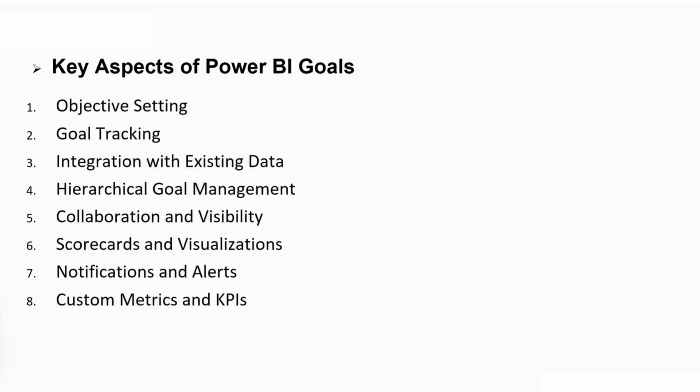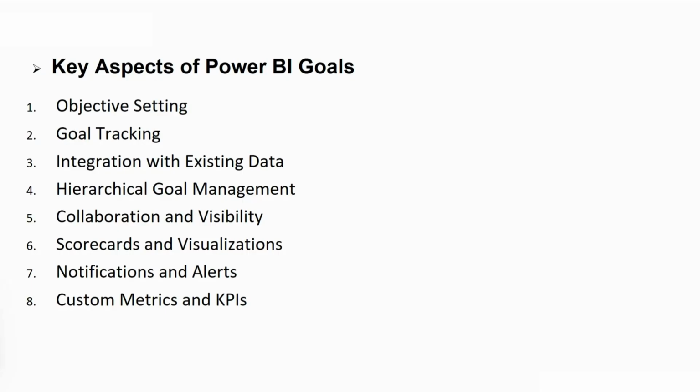Now, we can talk about how we can use this Power BI Goals feature, which is now also called scorecards. We can use it for sales performance tracking, where a sales team could set a goal to increase the revenue by 10% over the next quarter. Power BI Goals would allow them to track this goal by linking it to real-time sales data, providing visibility into whether they are on track to meet the targets.